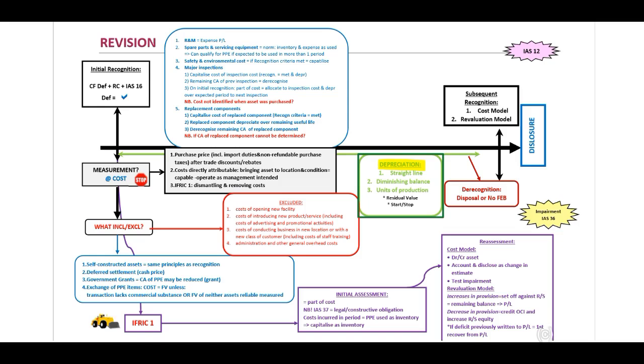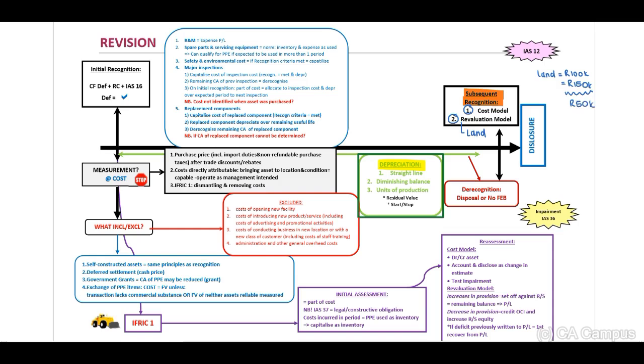Now let's refer to our subsequent recognition. The entity can choose to subsequently recognize the asset based on the cost model or the revaluation model. You only need to know the revaluation model of land. Let's say, for example, our land was purchased for an amount of 100,000. They indicate to us that they've revalued this at the end of the first year to an amount of 150,000. There's an increase of 50,000.